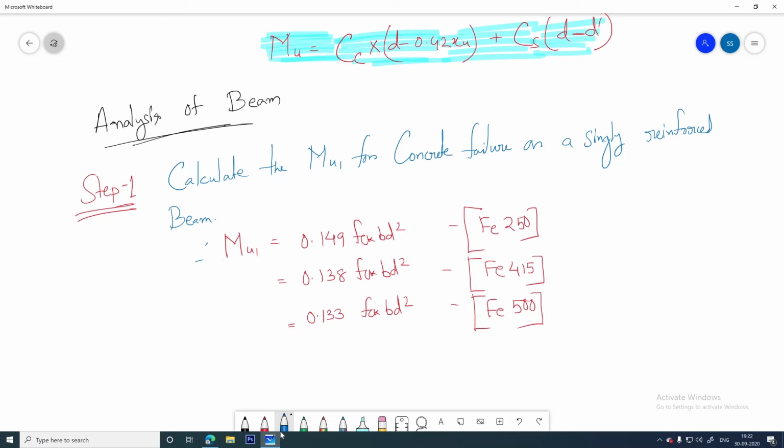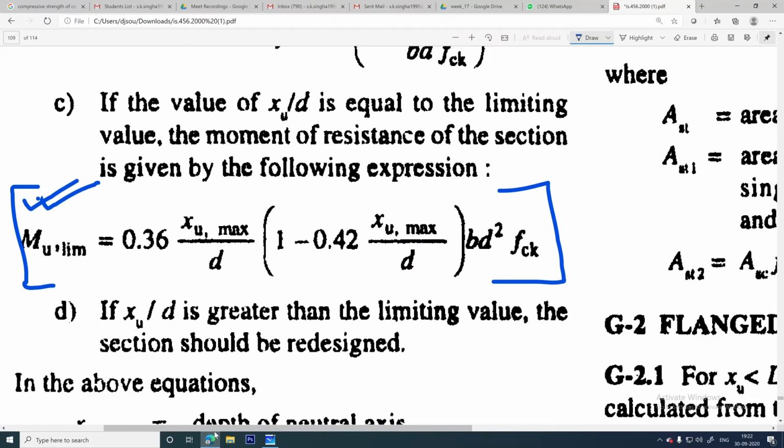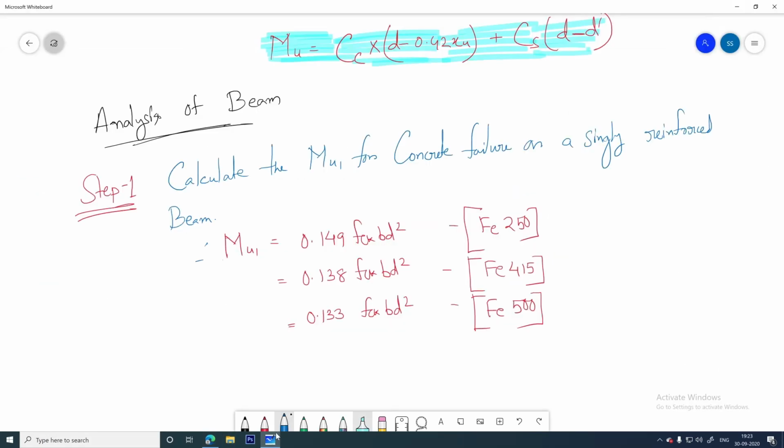Now you may ask, sir, you have shown us the formula given in the code, so how do you get this value? Actually, from that code equation, you are able to get that value as well. How? Let us show you. I will show you any one single value. Suppose for Fe415, how you will get this value, I will show you. Okay, look here.